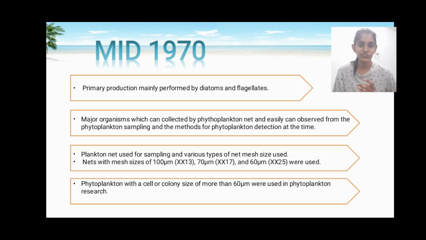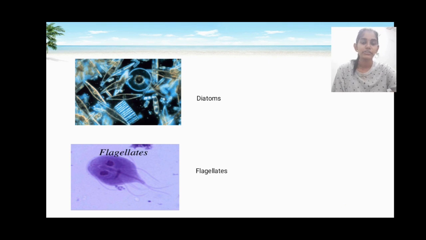A plankton net was used for sampling, and various types of net mesh were used, for example 100 micrometer, 70 micrometer, 60 micrometer. Phytoplankton with a cell or colony size of more than 60 micrometer were used in the phytoplankton research. This is the diatom and the flagellate they discovered in the mid-1970s.